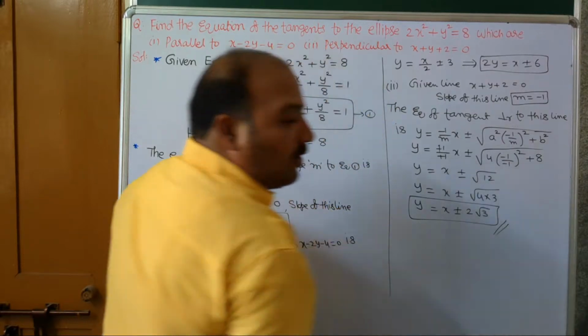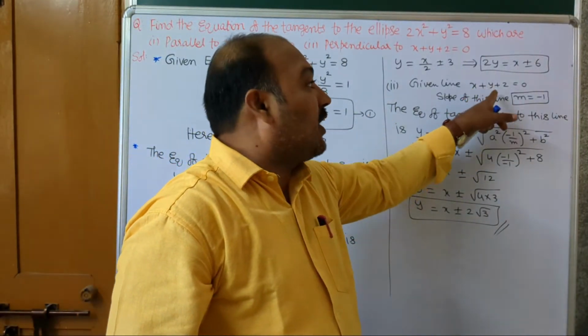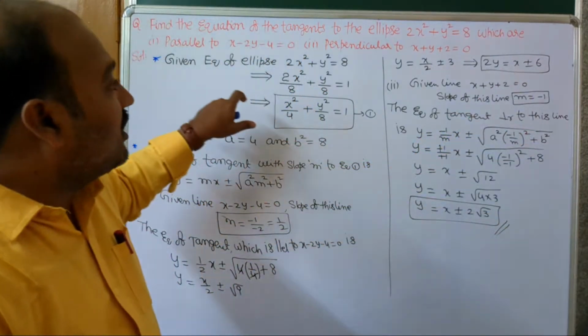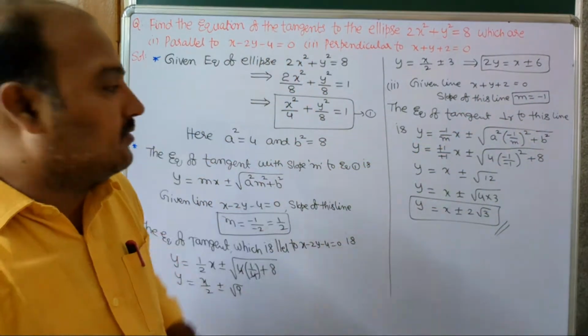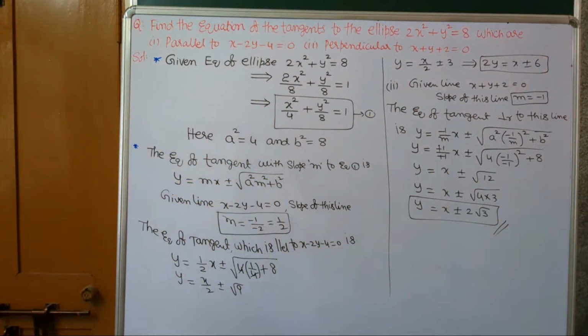So these two equations are perpendicular to the given line x plus y plus 2 equal to 0 with respect to the ellipse. This is the way you can do, dear students. I hope you understand. I will move to another question.